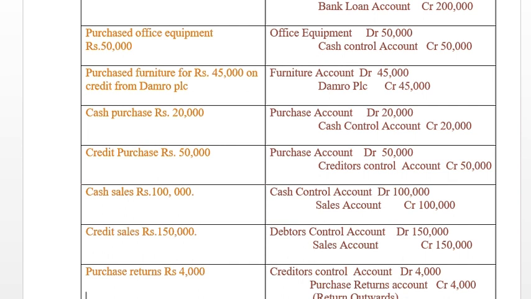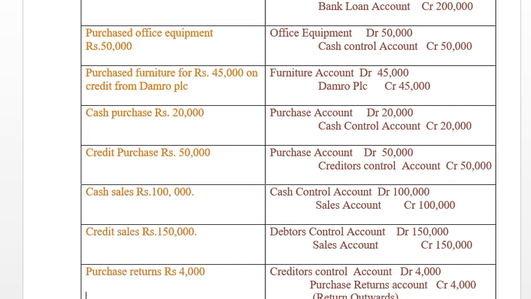So if it is an expense account increase, debit. So purchase account debit 20,000. To purchase 20,000 worth of stock, we have to pay cash. Due to that, our cash balance will decrease. Asset decrease, then cash control account credit 20,000.